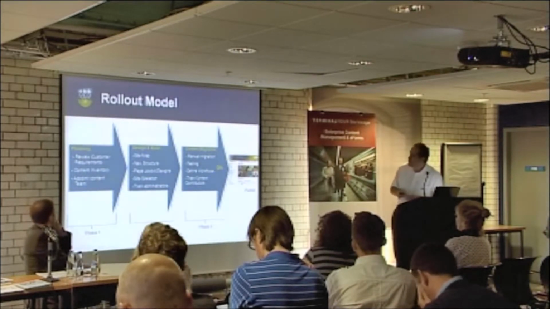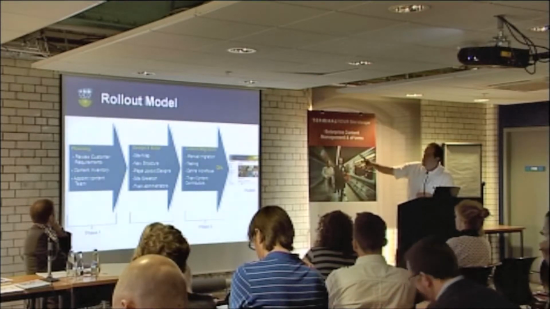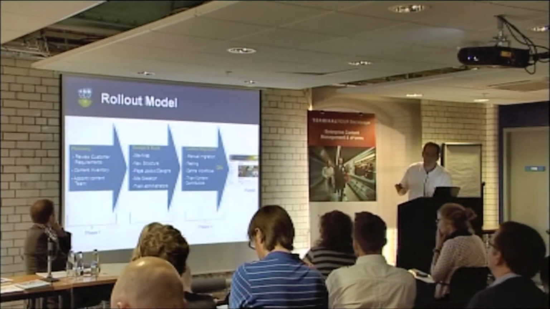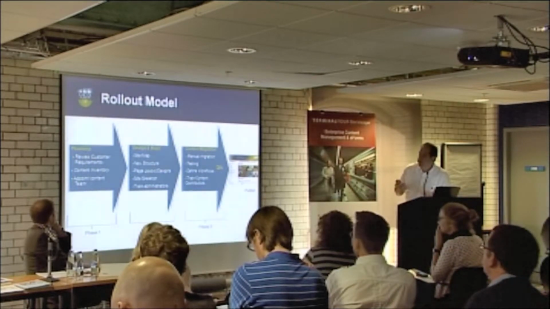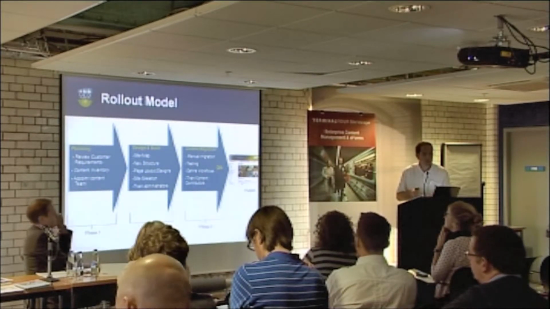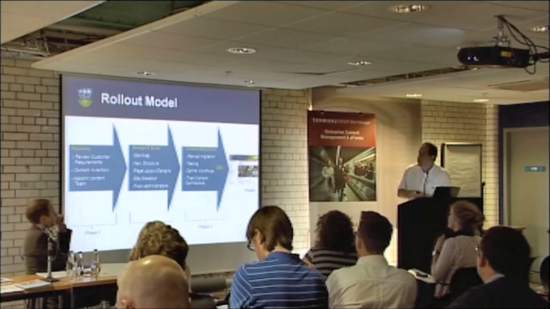Okay, I'll move along because I'm running out of time. The rollout model we follow can be broken up into 3 main phases. So we have planning, where we got the local school to review their own customer requirements, content and inventory, and appoint a content team. One of the important things was that we got them to appoint a content coordinator or project coordinator. So we had one point of contact in each of the schools, which was very important and saves a lot of time and effort.